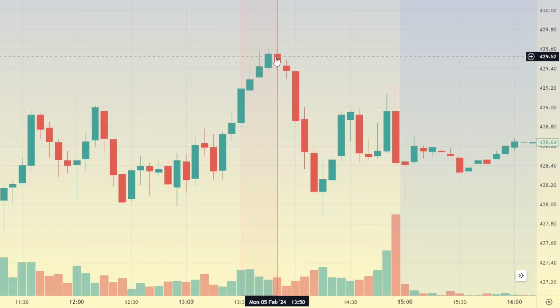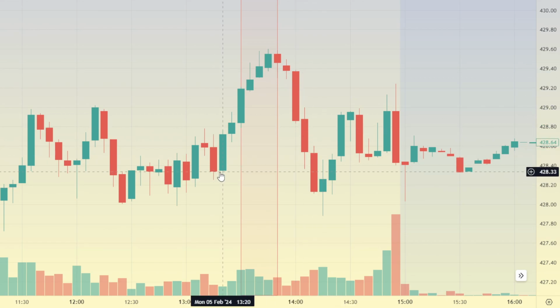And then we get some red candles, 2 of them to be exact, before the trend fully reverses and we see 1, 2, 3 candles that engulf the entire bullish trend that we saw before that.